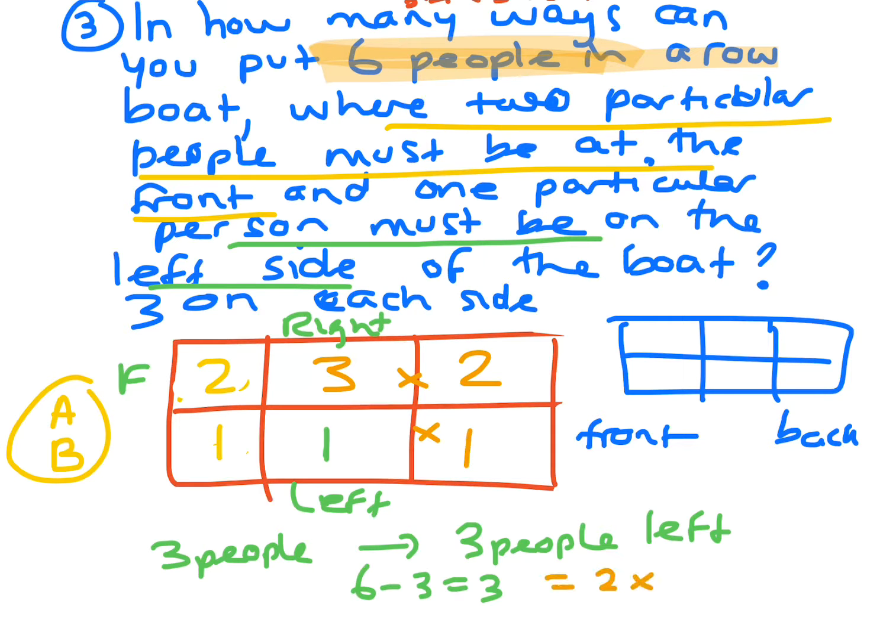So that's going to be 2 times, we just multiply all these. The ones are kind of unimportant, I'm going to put them in anyway. So 2 3s are 6. That would be 12 different ways that you could organise this boat.